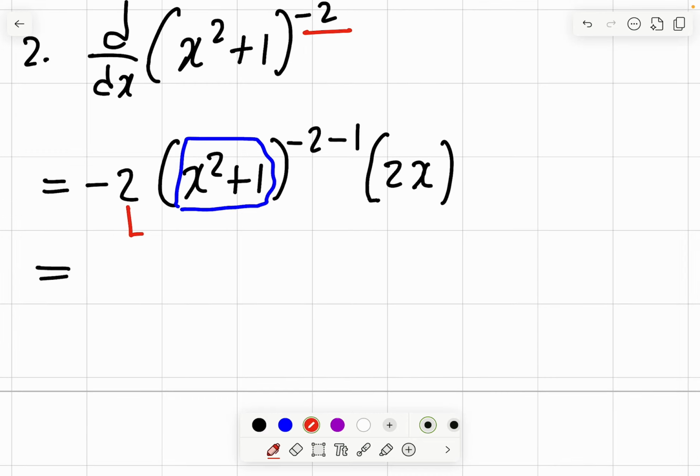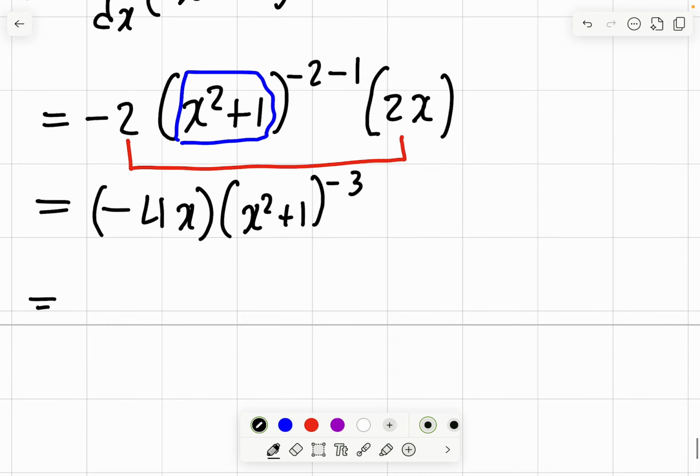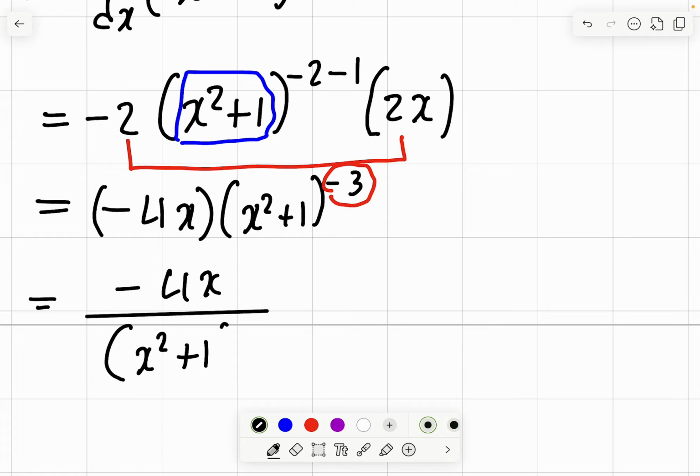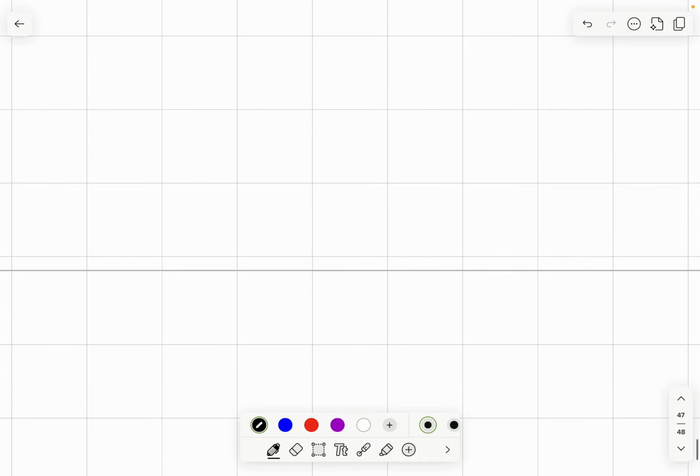Remember, this is multiplication. Don't forget, don't leave it like that. We are going to have negative 4x, times (x squared plus 1) to the power negative 3. You can put this thing back in the denominator, since it is a negative exponent. Meaning you are going to have negative 4x all divided by (x squared plus 1) raised to the 3. That's how simple that thing is.